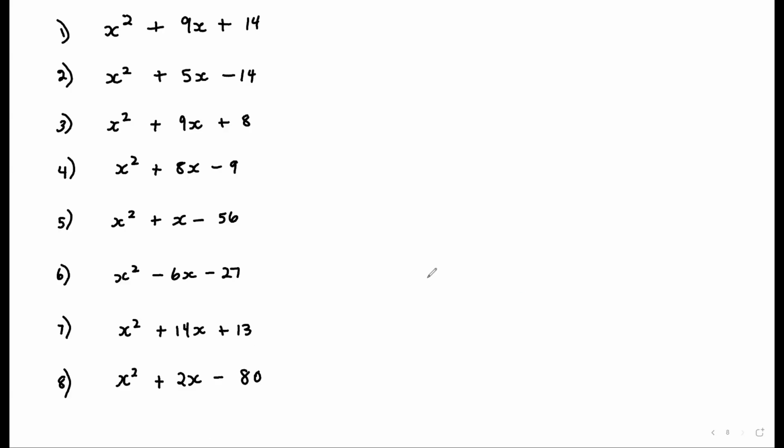Let's look at number 1. These are all positive, so the two factors will have positive signs, right? So it will be x plus something and x plus something. The factors of 14 are 1 and 14 and 7 and 2. So it will be 7 and 2, because 7 times 2 is 14 and 7 plus 2 is 9.